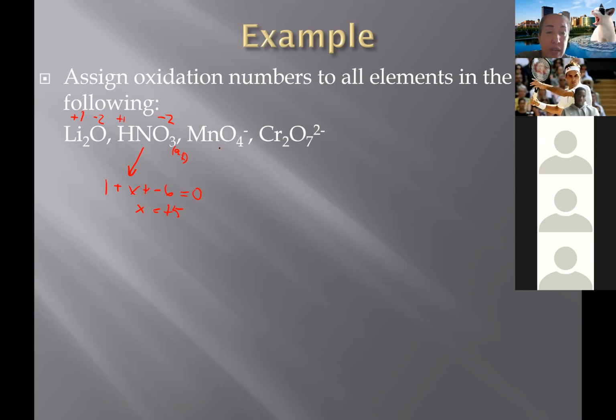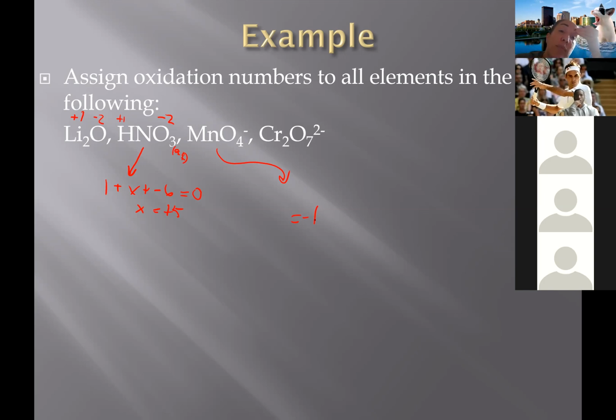Okay, so what is this ion called? Permanganate. Okay, which one's the one that we're going to solve for, because we don't know? Manganese. So what do I put it equal to? -1. Okay, so we put it equal to -1.